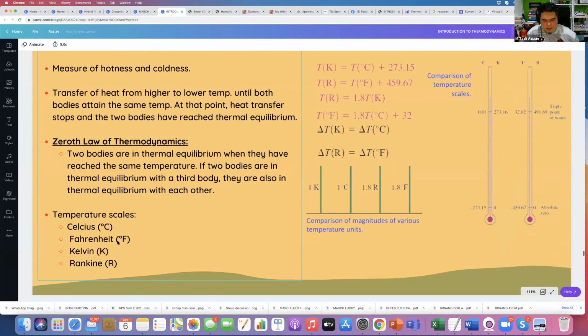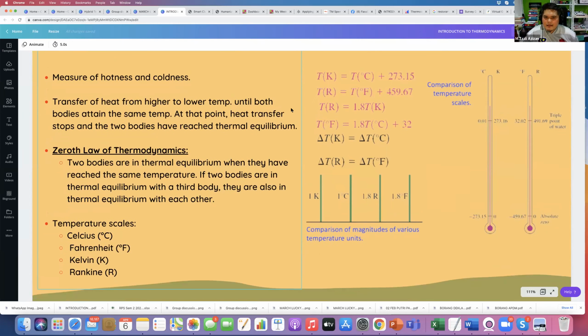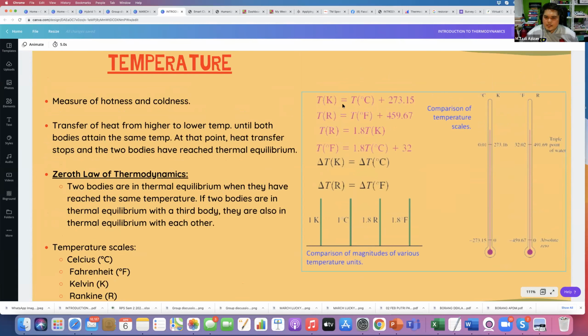There are 4 temperature scales, as you know: Celsius, Fahrenheit, Kelvin, and Rankine. In Kelvin, it's easier for us to translate. If you want to know the temperature in degrees Celsius, we just take the temperature in Kelvin minus 273.15, then we can get the temperature in Celsius.